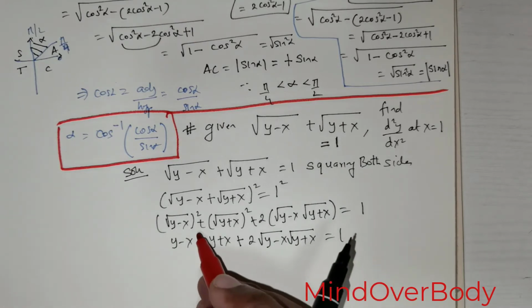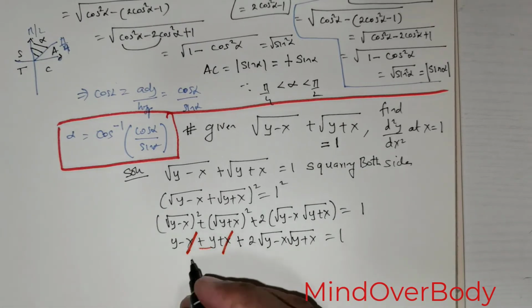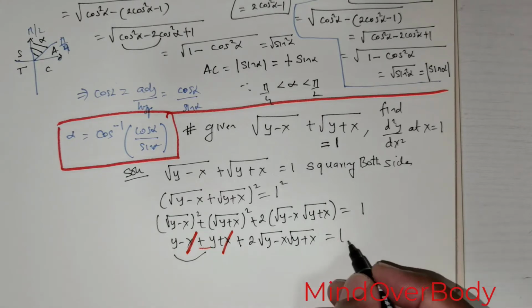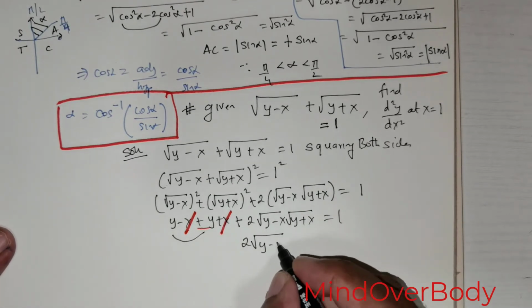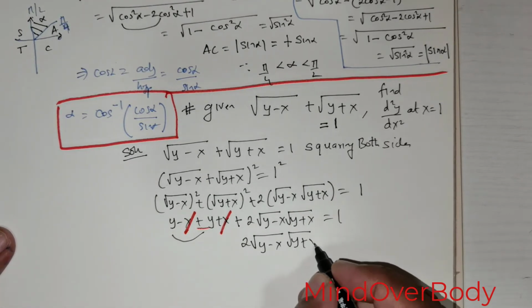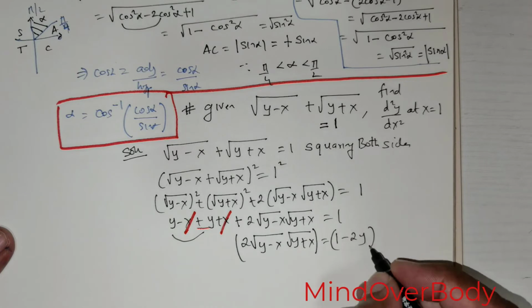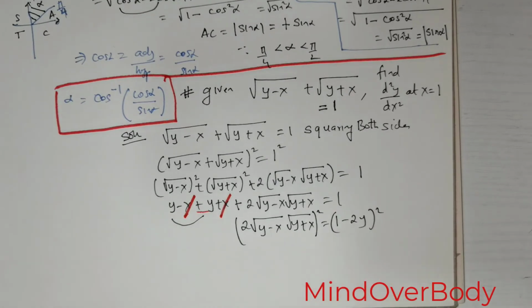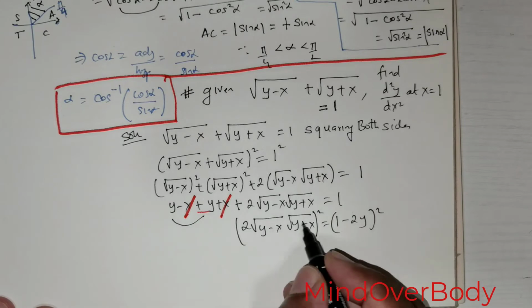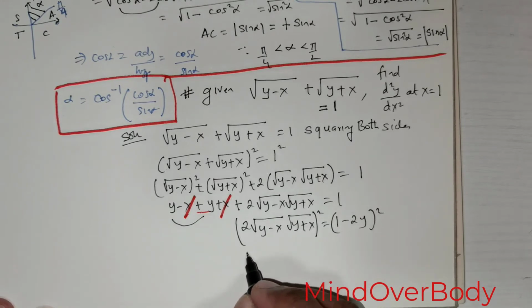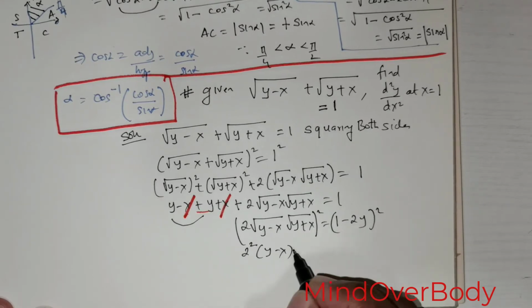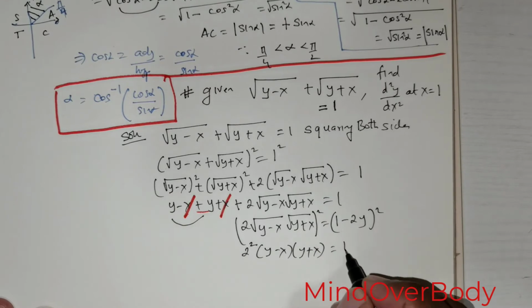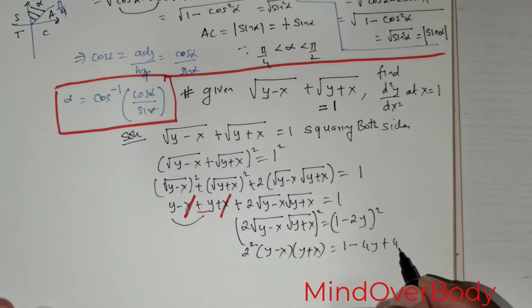Now clearly minus x plus x can be cancelled, y and y can be added, and I can push it to the other side. So this is going to be 2 times root of y minus x times root of y plus x is equal to 1 minus 2y. Now I would be squaring both sides. So if I were to square this, the square root and the square actually neutralize. So this is going to be 2 squared times y minus x times y plus x is equal to 1 minus 4 times y plus 4 times y squared.